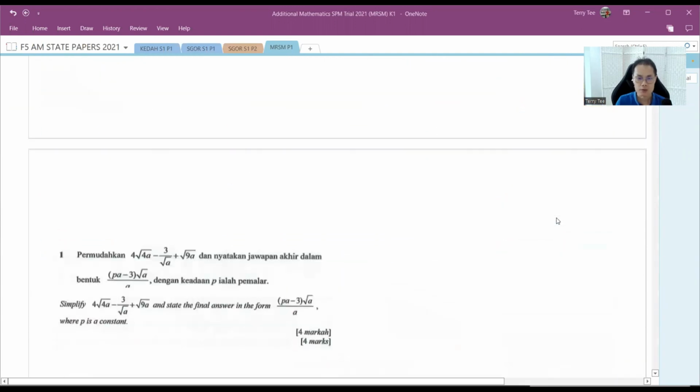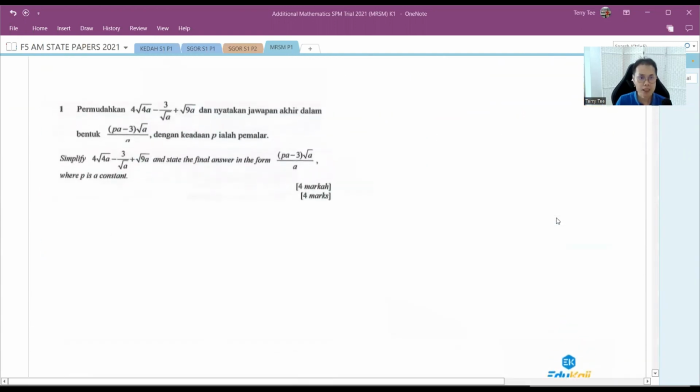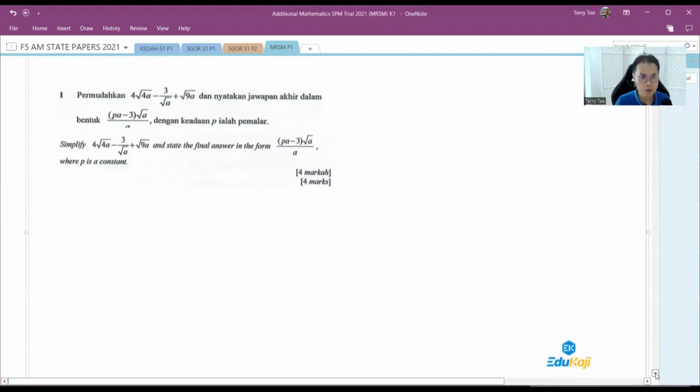Okay, let's go straight to the first question. So here we have a question from Form 4, Chapter 4, Surds, Indices, and Logarithm. We are supposed to simplify this expression in this form.